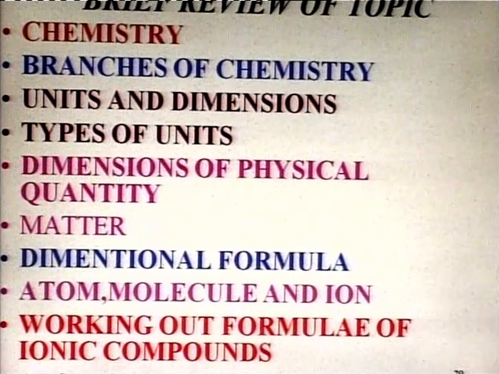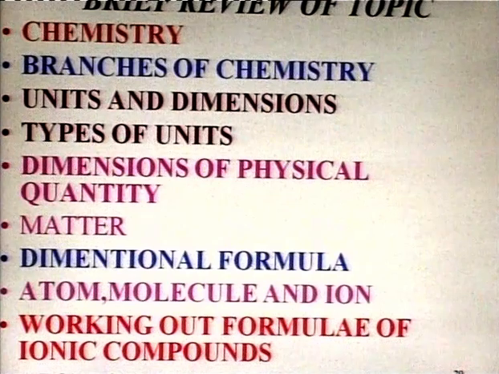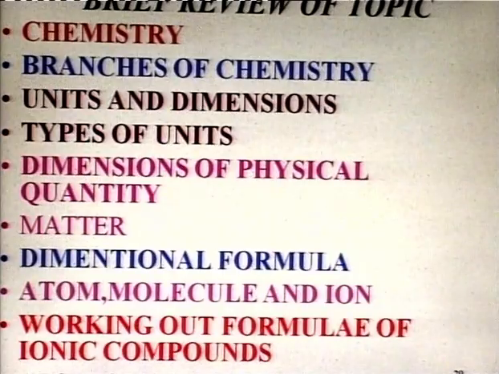What are the dimensions of a physical quantity? The dimensions of a physical quantity are the powers to which the fundamental units like m, l and t are raised to represent the units. Matter is anything which occupies space and has mass. It can be physically classified into solid, liquid and gases, and chemically it is divided into elements, mixtures and compounds. The dimensional formula is the simple representation of the fundamental quantity in terms of fundamental units.